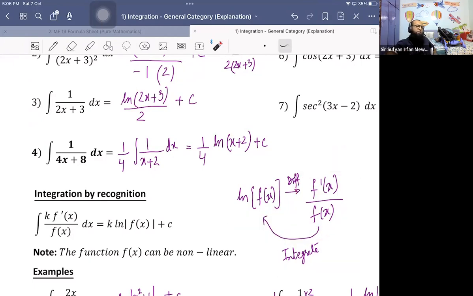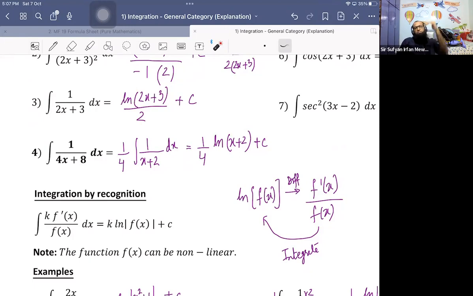Why do we call it integration by recognition? Because there's nothing that we have to do. We only have to recognize and identify that the function that is in the denominator has its differentiation in the numerator. If we are able to correctly recognize it, then giving the answer is just a matter of 2 to 3 seconds. That is why we call it integration by recognition. Nothing technical needs to be done. The only thing we have to do is recognize it and give the answer.